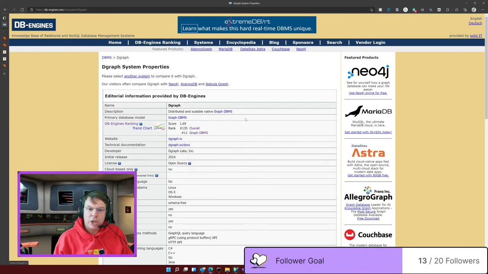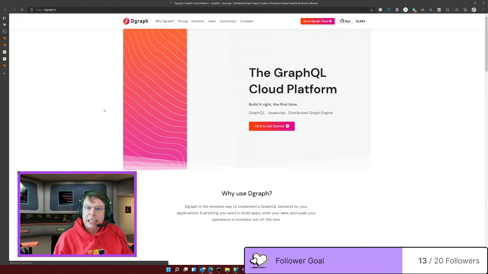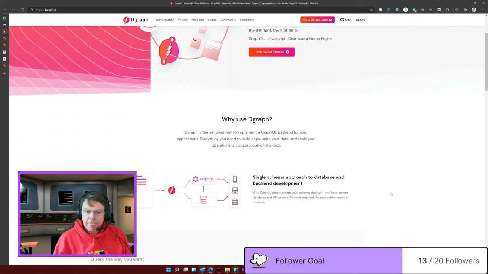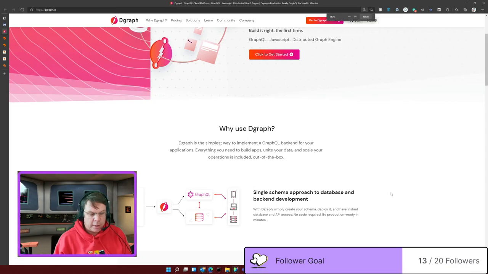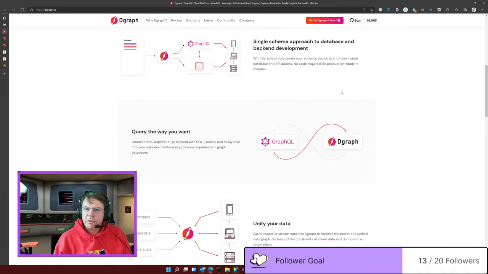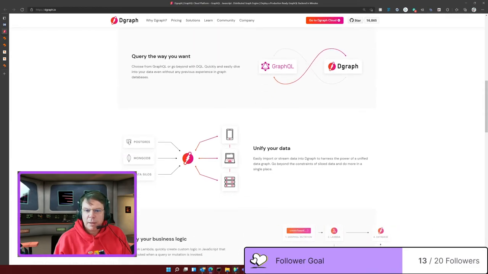graph.io. Okay, so right off the bat, they're going after the GraphQL crowd. So people who really, really want to do GraphQL. And yeah, a lot of those are JavaScript people. So, okay, fair enough. There's a market there. I don't know that it's me, but there's a market there. Single backend approach to database development. Okay, create your schema, deploy it. Okay, what? No code required. Okay, maybe. I like that.